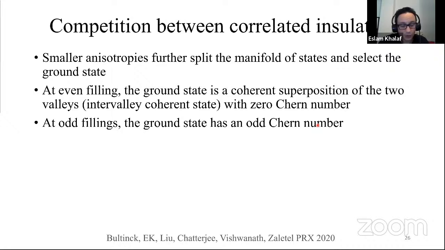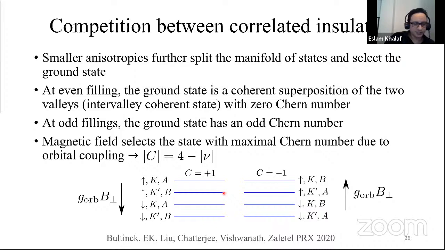There's one further implication of this analysis, which is that it's not only that we have this ground state, but we actually have a large manifold of low-lying states. And this means that by applying a small perturbation, we can select a different state from this manifold. And one such perturbation is magnetic field. So we can apply an out-of-plane magnetic field.